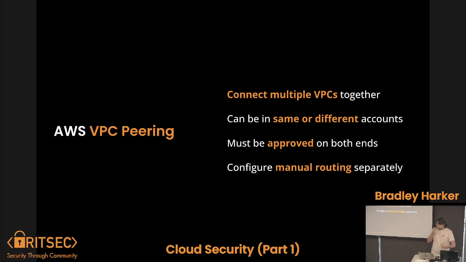Both ends have to approve it. You can't just peer to random VPCs because that would be a huge security risk. But it has to be approved. And then you have to configure manual routing rules for those VPCs. So what I mean by that is if you're connecting from one subnet to a completely different subnet, you would need to explicitly set routing rules saying that this subnet exists over here, go talk to that VPC in order to find that subnet. It doesn't automatically know where all the subnets are.